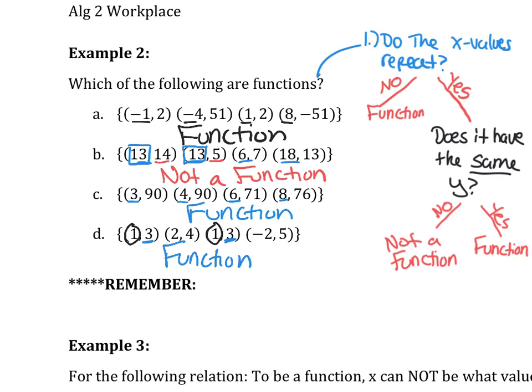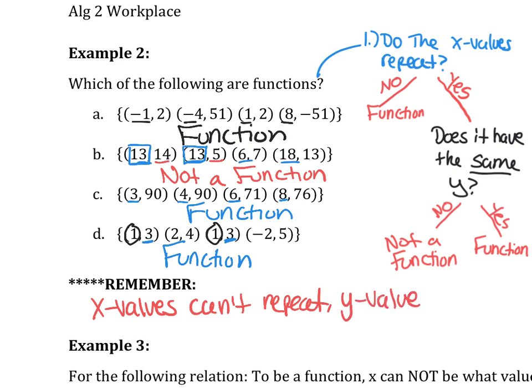So just remember, x values can't repeat, y values can. So make sure when you're trying to determine if it is a function or not, you're always just looking at the x values first, not the y values.